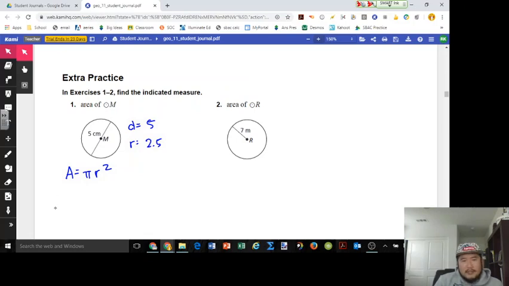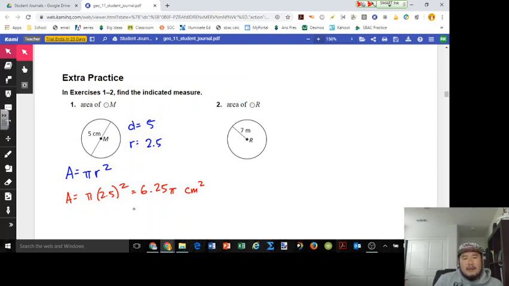So we have ourselves area is equal to pi, and then we'll plug in 2.5, and then we'll square that. And if we have an exact answer, 2.5 squared ends up being 6.25, and then we'll have that as 6.25 pi. Don't forget, we are dealing with area, and so this is centimeters squared.